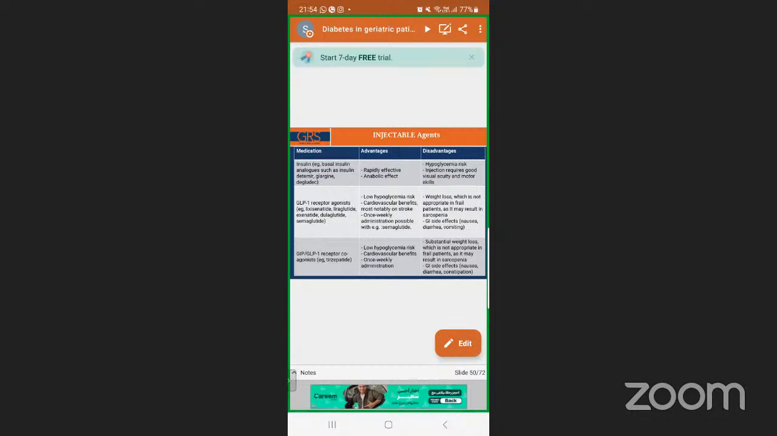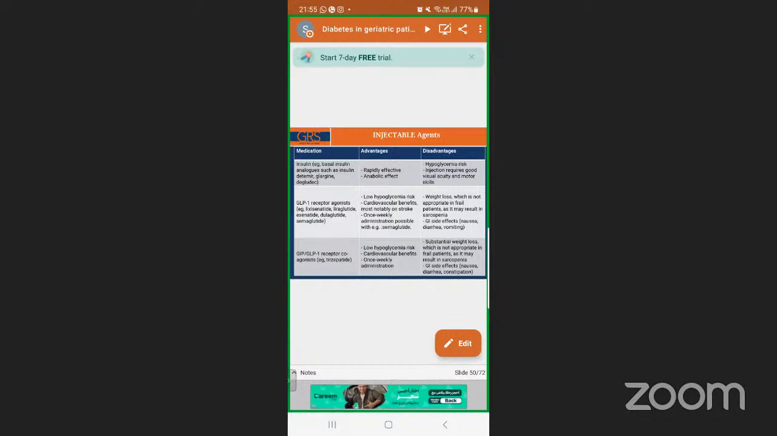Injectable agents, mainly insulin, basal insulin analogs like detemir, glargine, and degludec, are rapidly effective, but have an anabolic effect and carry risk of hypoglycemia. Injection requires good visual acuity and motor skills, which could be challenging for older patients.